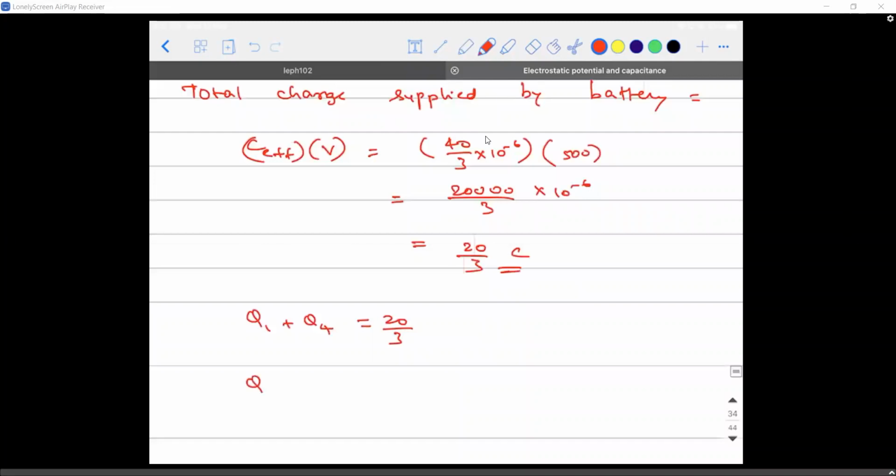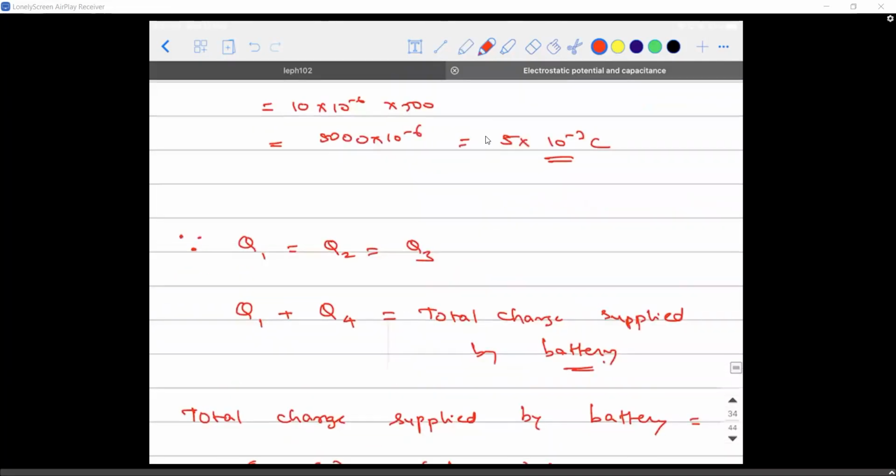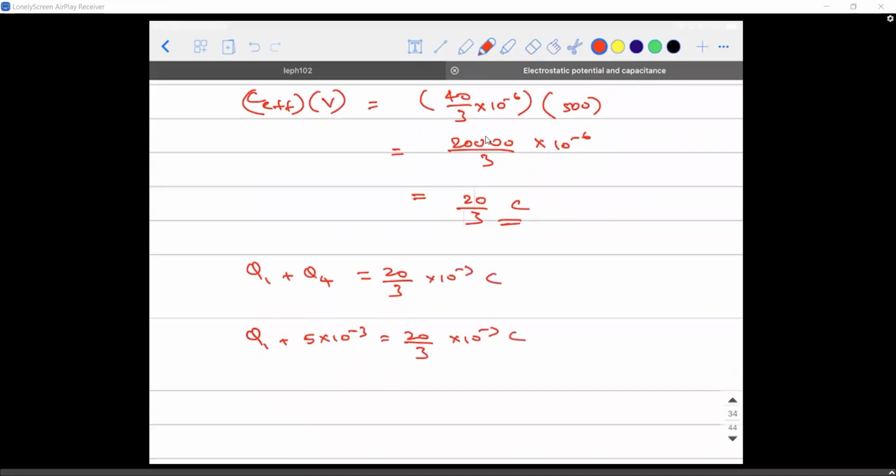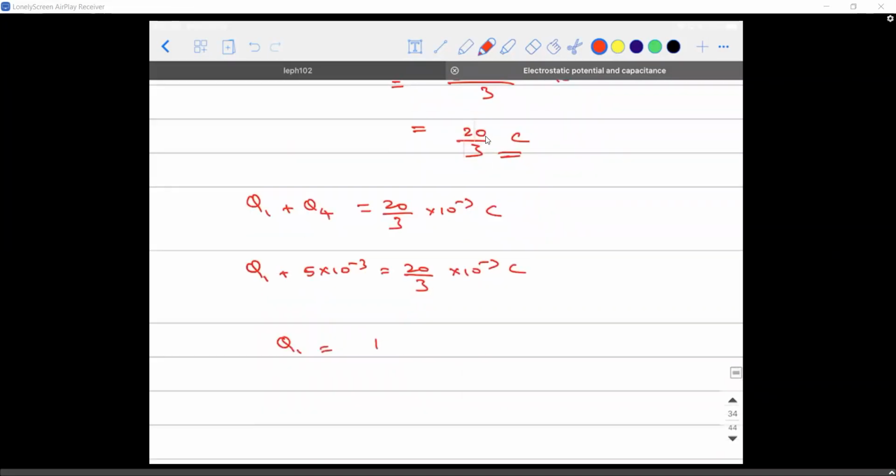What is the value of Q4 that we have got? 5 into 10 power minus 3, which is equal to 15 by 3 into 10 power minus 3. Okay, so Q1 will be equal to how much? 15 divided by 3 into 10 power minus 3 coulomb. So that is the charge across each capacitor.